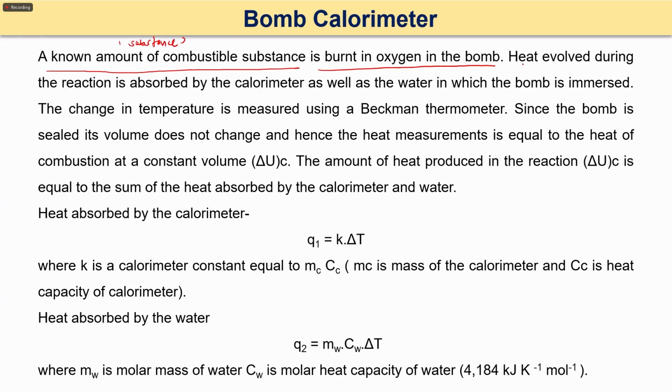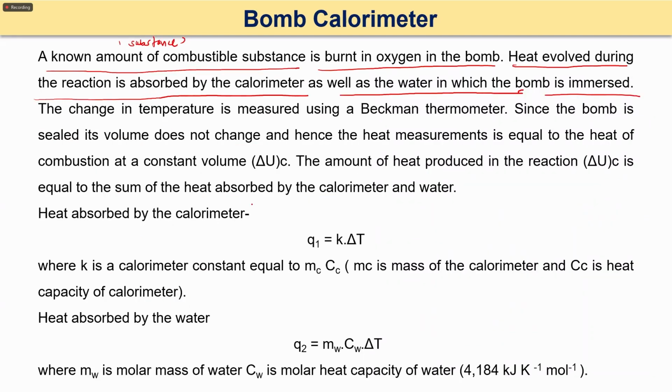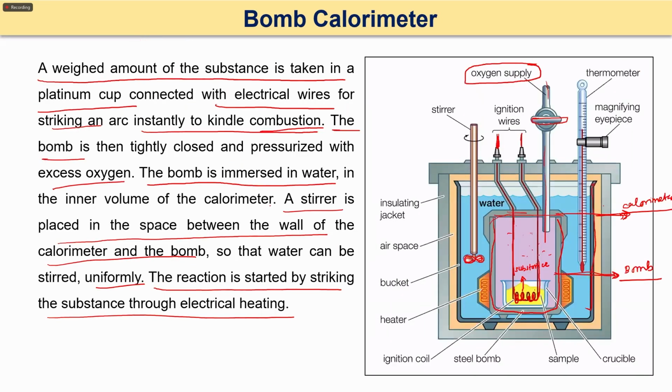In the presence of oxygen in the bomb, the heat evolved during the reaction will be absorbed by the calorimeter as well as the water in which the bomb is immersed. Now this is your substance burning. If it burns, what will happen? Heat will be evolved from the system. And what will happen if heat is evolved? Then it will be absorbed by your water and the calorimeter.